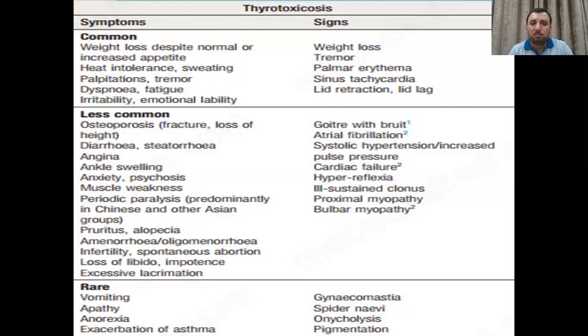Manifestations, common and less common. The common ones are very important: weight loss despite good appetite, heat intolerance, sweating, palpitation, tremor, which is caused by beta agonist activity. And in the signs, we have weight loss, tremor, pulmonary edema, tachycardia, lid retraction, and lid lag. These signs are very important to know.